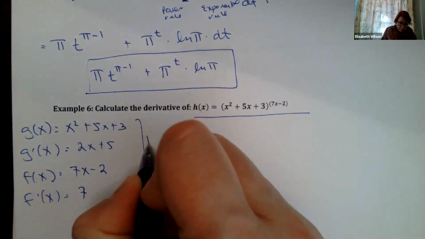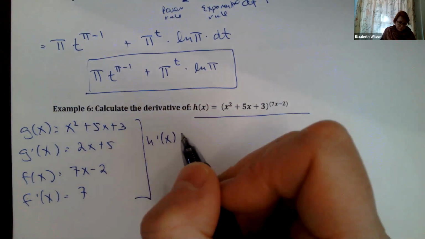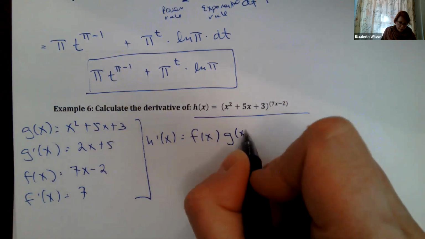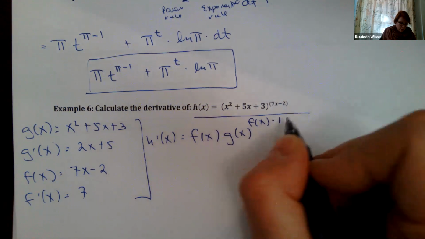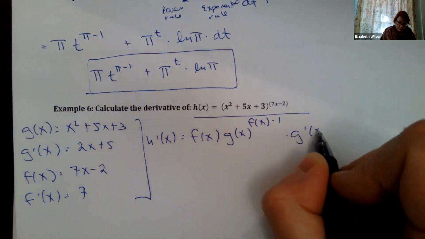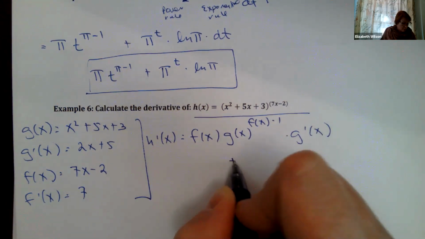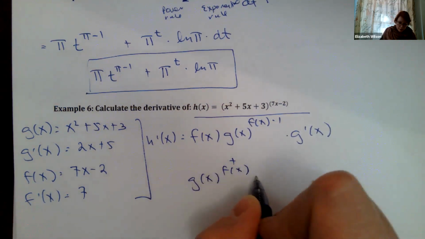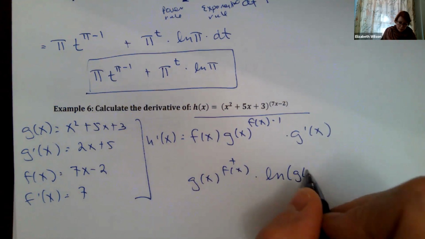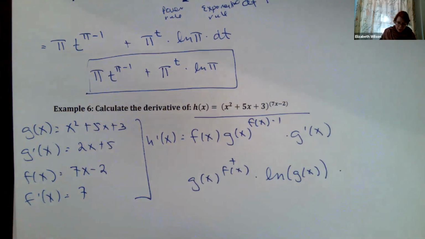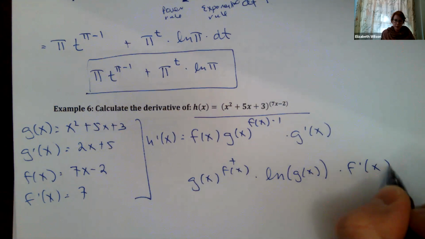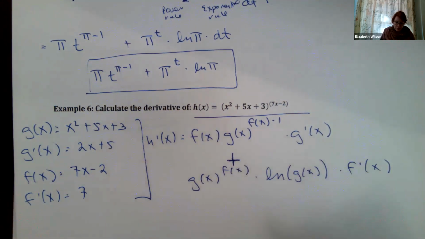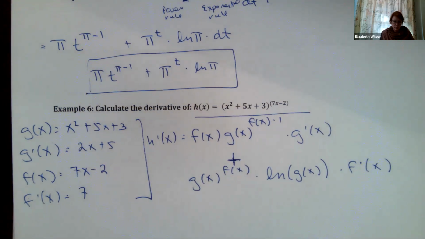So then h prime is going to look like f of x, g of x raised to the f of x minus 1 times g prime of x. That's our power part. Plus, let's do the exponential part: g of x raised to the f of x times the natural log of the base times our chain rule, our exponential part. And we're adding this piece and that piece. Okay, so let's plug in what we have.